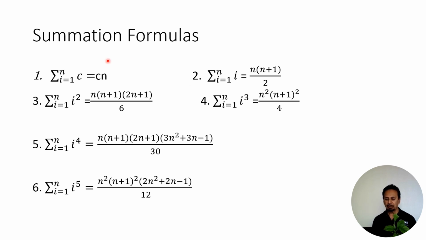Here we have a few summation formulas. Let's see, the summation of a constant c, i from 1 to n, is simply c times the upper bound, cn. The summation of i from 1 to n comes out to n times n plus 1 over 2. The summation of i squared, i from 1 to n, comes out to n times n plus 1 times 2n plus 1 over 6. The summation of i cubed, i from 1 to n, is n squared times n plus 1 squared over 4, and so on.